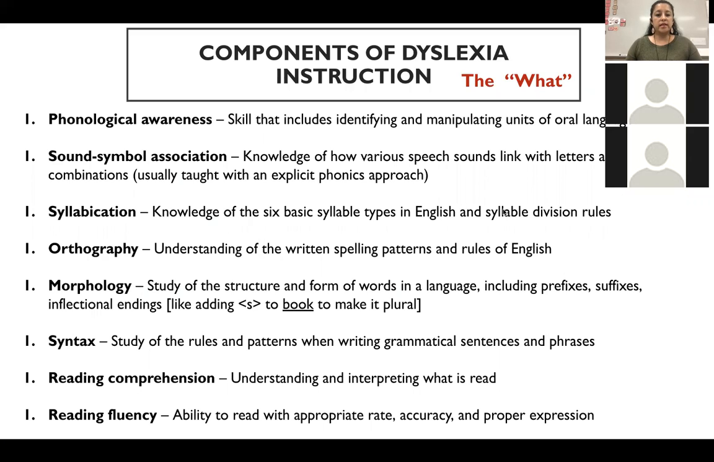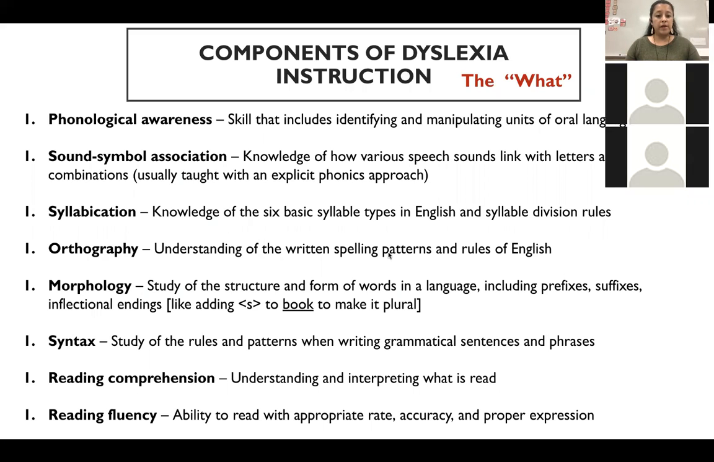Here about the signs of dyslexia instructions, the what. What we really focus on is the phonological awareness, the sound symbol association, the syllabication, which is knowing the 6 basic types of English syllables and syllable divisions. That's very important, besides knowing and identifying the letters and sounds.